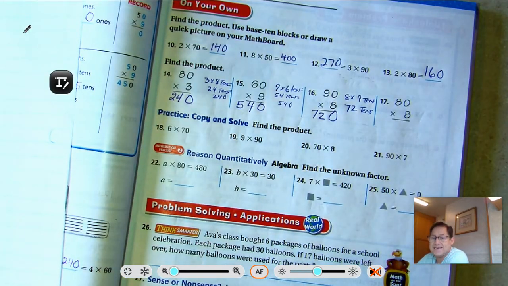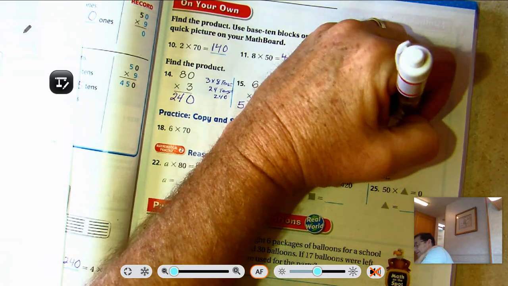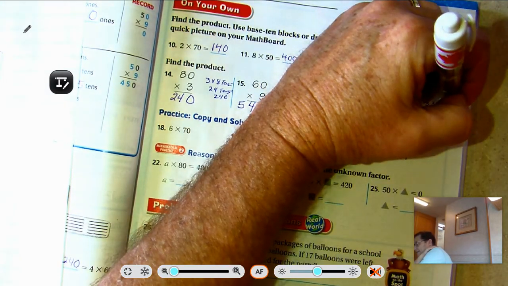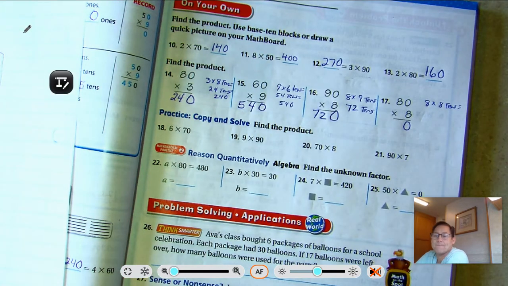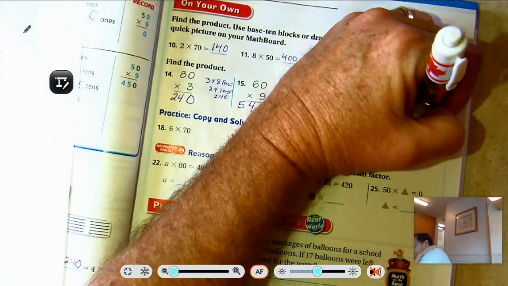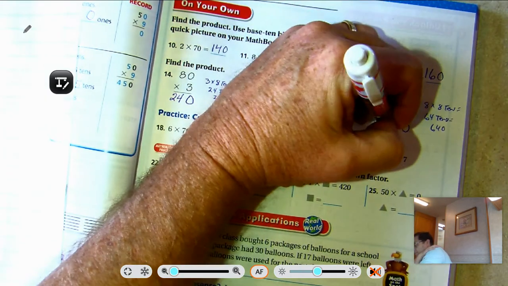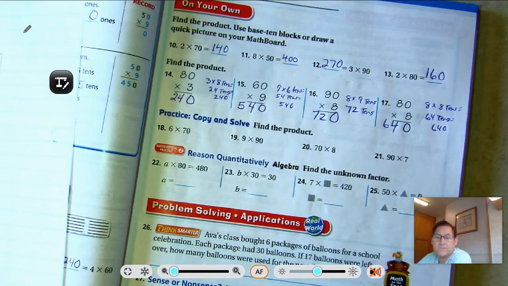8 times 80. 8 times 0 is 0. 8 times 8 tens. Well, if 8 times 9 is 72, 8 times 8 is 64. 640.